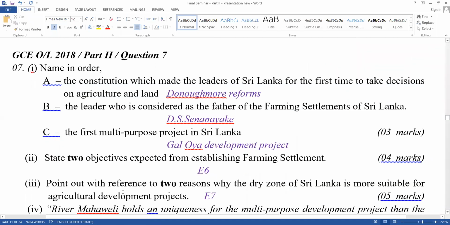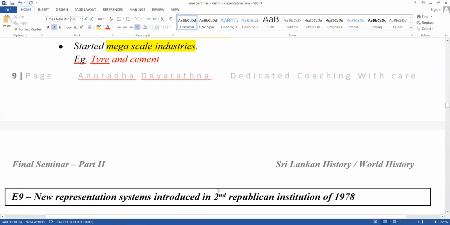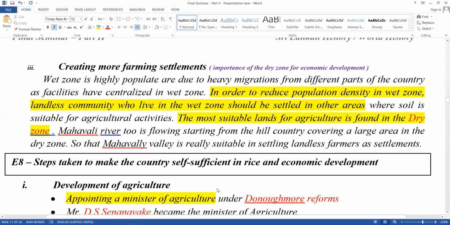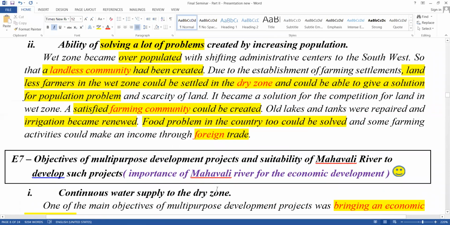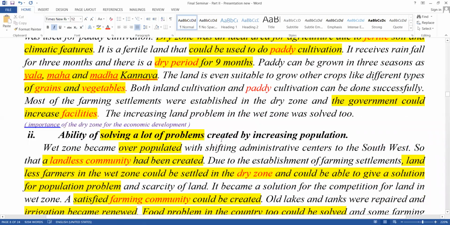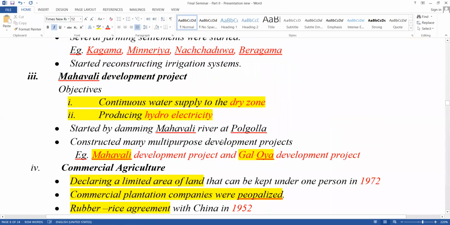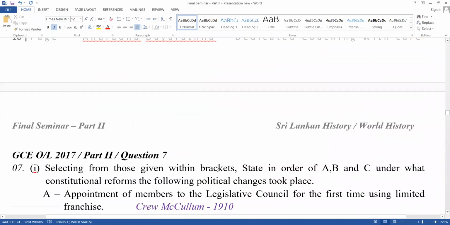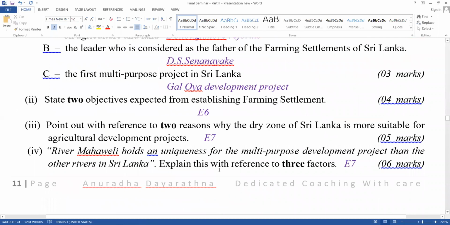E6. Point out two reasons why the dry zone of Sri Lanka is more suitable for agricultural development. E7, no. E7. Oh, E6. Wait, I have to see whether it is E7 or E6. E6, okay. That's wrong. Dry zone of Sri Lanka for the economic development of Sri Lanka. E6 is the answer.